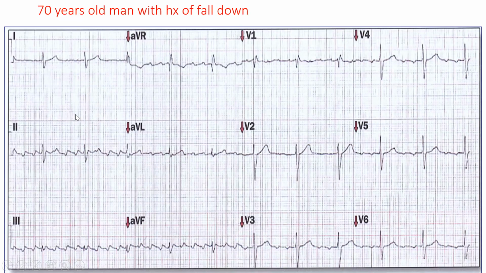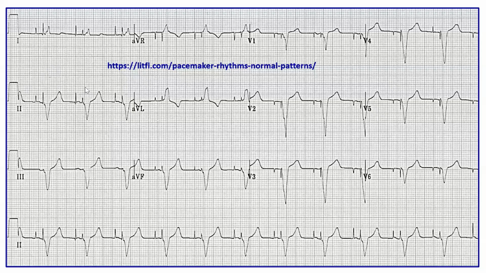This is an example for a man who presents with syncope or fall down, where you can see the rhythm is atrial flutter, axis is left axis deviation, no other abnormality in this ECG. So atrial flutter and left axis deviation. And this is an example of a well-functioning pacemaker, which is a dual chamber pacemaker.